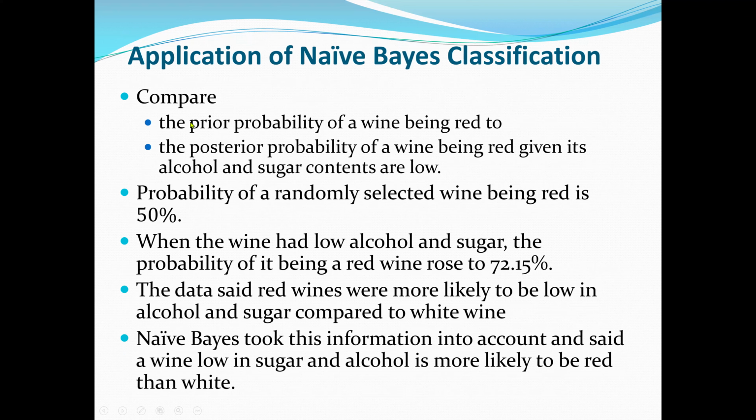So we can compare the prior probability of a wine being red to the posterior probability of a wine being red, given its alcohol and sugar content are low. Now, the probability of randomly selecting a wine being red is 50%. And when the wine had low alcohol and sugar, the probability of it being red rose to 72.15%. The data said that the red ones were more likely to be low in alcohol and sugar compared to white ones, based on the data values.